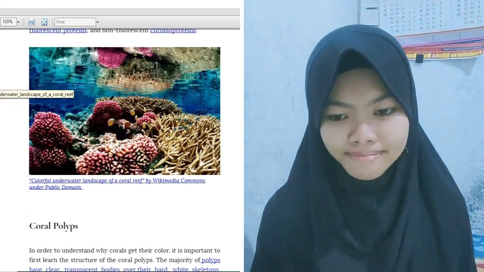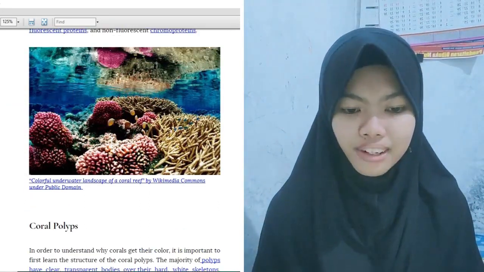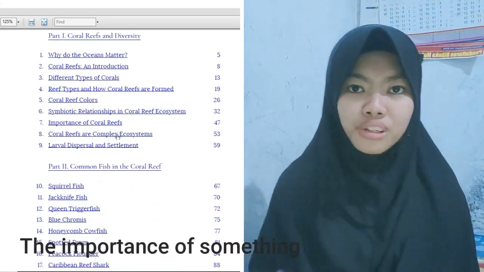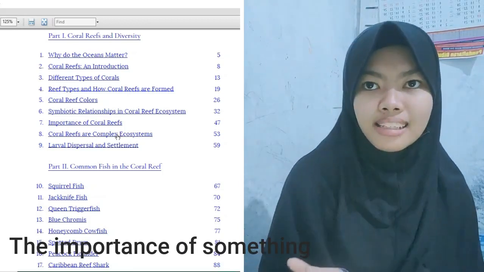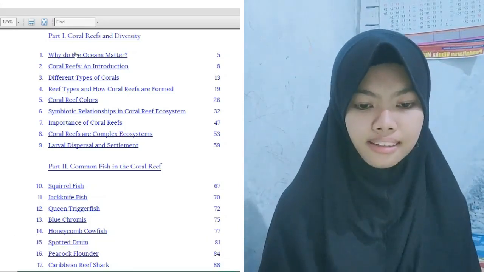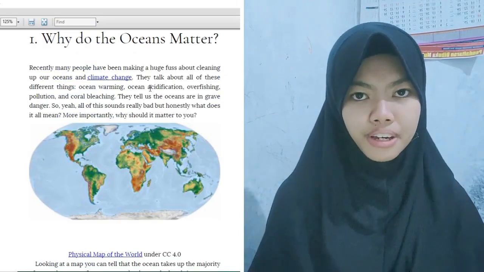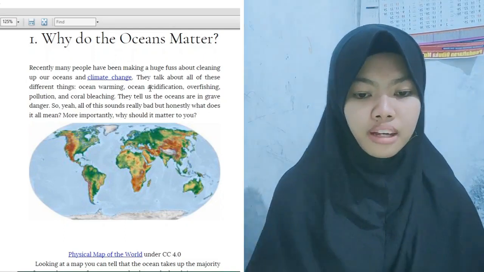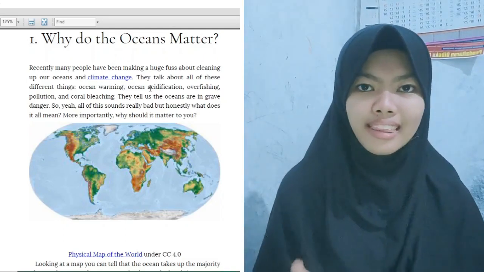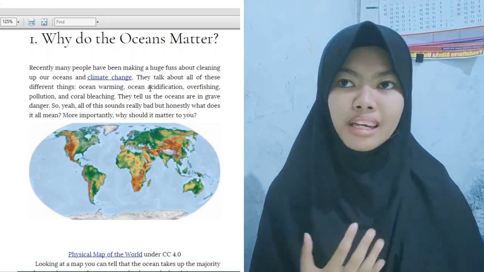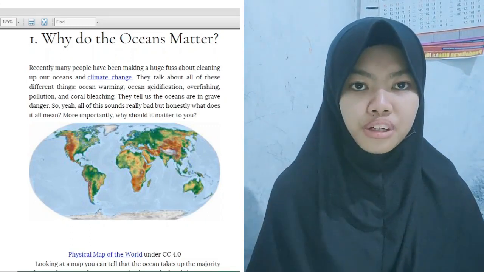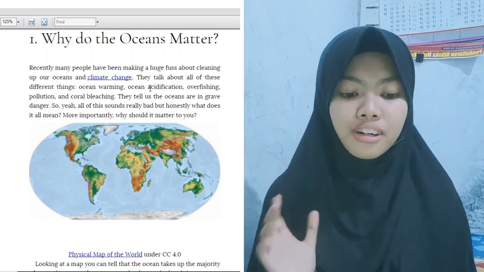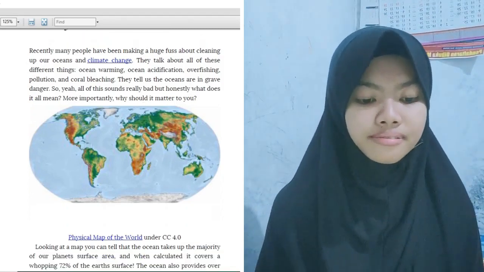So that's it. And the third one is that it provides us with the importance of something before it states the problem. For example, this. At the first chapter, we are being explained about why oceans matter. So I think this is really interesting because it makes me curious about this book.